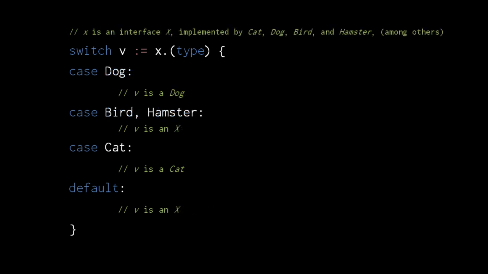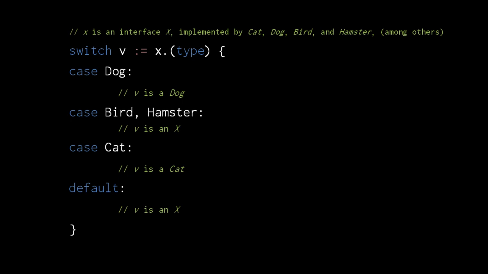For another example, here we want to switch on a variable of the X interface type, which is implemented by cat, dog, bird, and hamster. In the dog case, V is a dog. In the bird and hamster case, V is an X. In the cat case, V is a cat. And in the default case, V is an X.